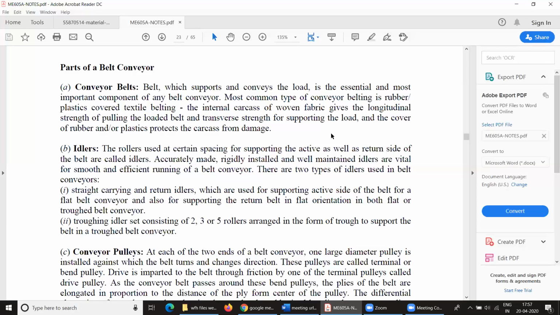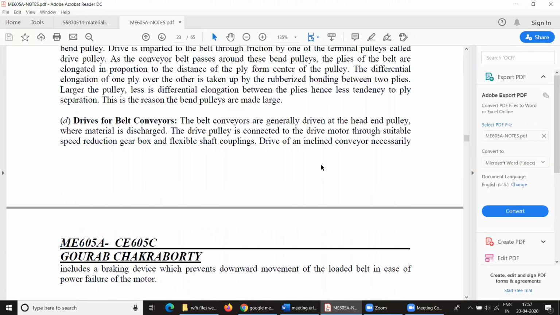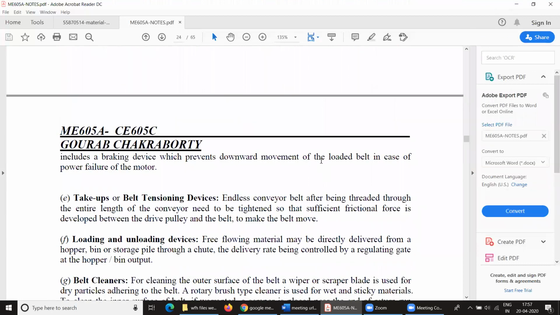And the third one is conveyor pulleys, and the fourth one is drives for belt conveyors. And there are also belt conveyor take-ups or belt tensioning devices. Those are mentioned here. Let me brief you on what that is.